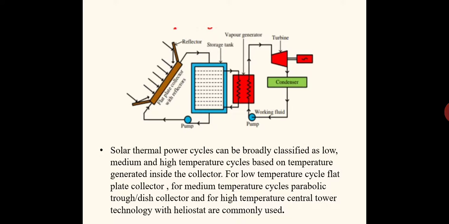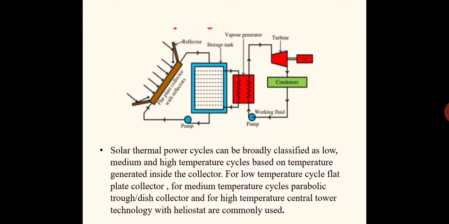On the left side we can have different types of collectors based on the requirement. Low temperature, medium temperature and high temperature can be produced by using different types of collectors. Solar thermal power cycles can be broadly classified as low, medium and high temperature cycles based on the temperature generated inside the collector. Based on how much temperature is being produced, we classify it into low, medium and high temperature cycles.